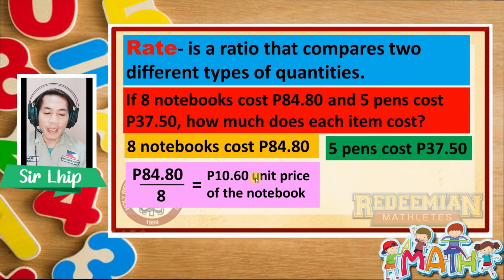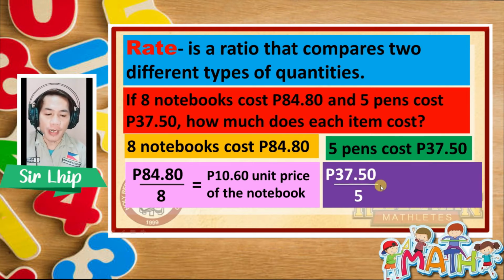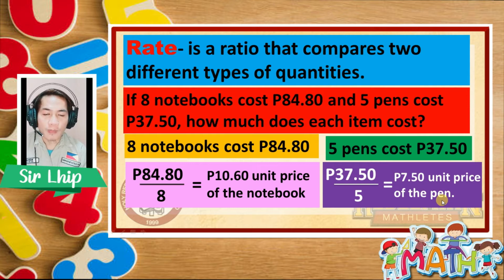Next, 5 pens cost 37 pesos and 50 centavos. So 37 pesos and 50 centavos divided by 5 equals 7 pesos and 50 centavos, the unit price of the pen. So each pen costs 7 pesos and 50 centavos.